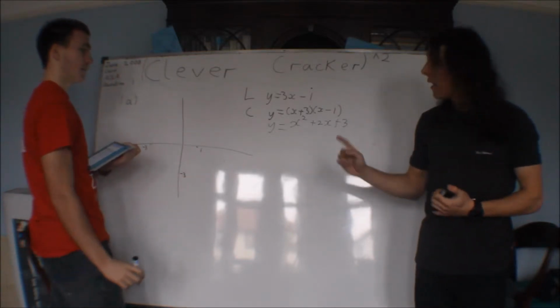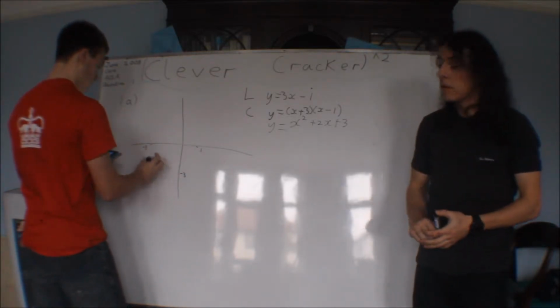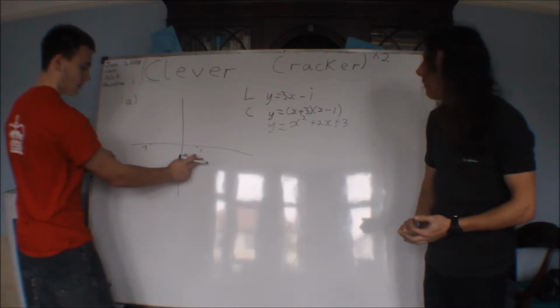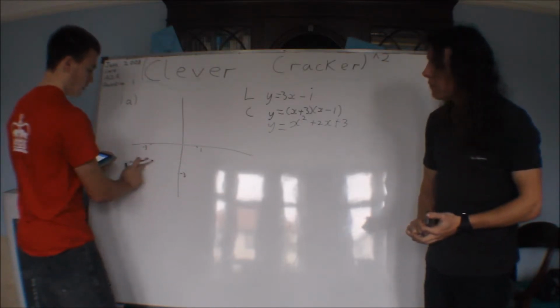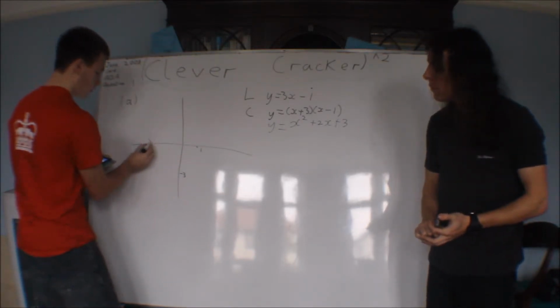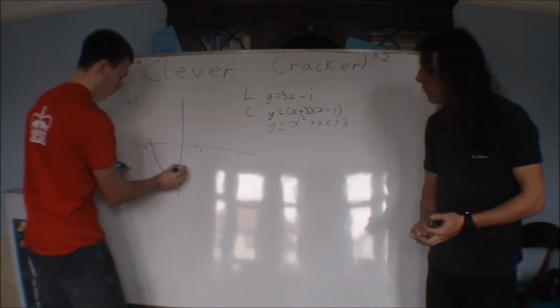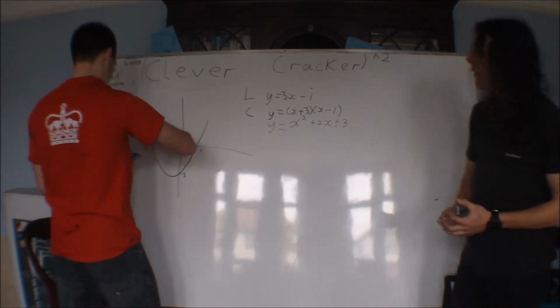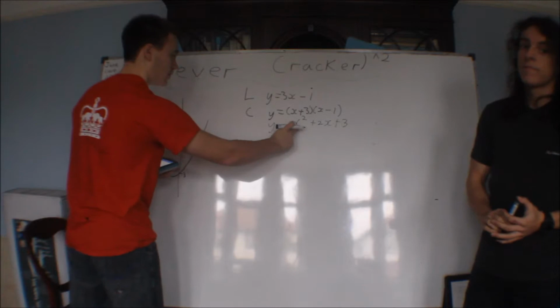Remember, where it goes through the y-axis doesn't have to be its vertex, that'll probably be a bit lower. Because this is only 1 unit this way and it's 3 units this way, this isn't going to be the lowest point. It's going to dip and then go back up through there. Something like that. It's going to be positive. We know that because of this x squared.